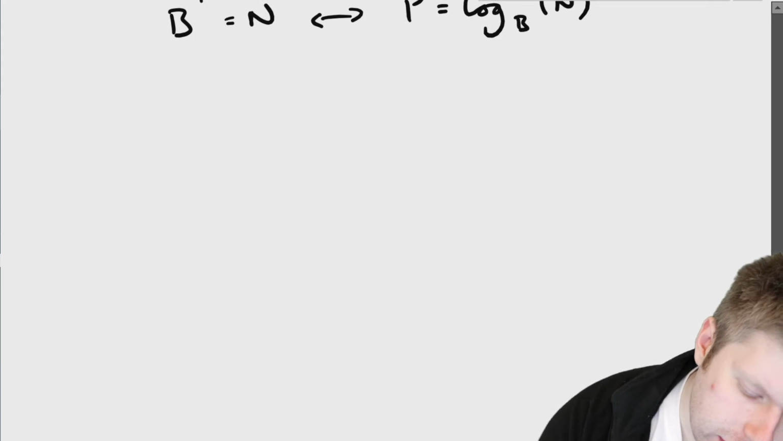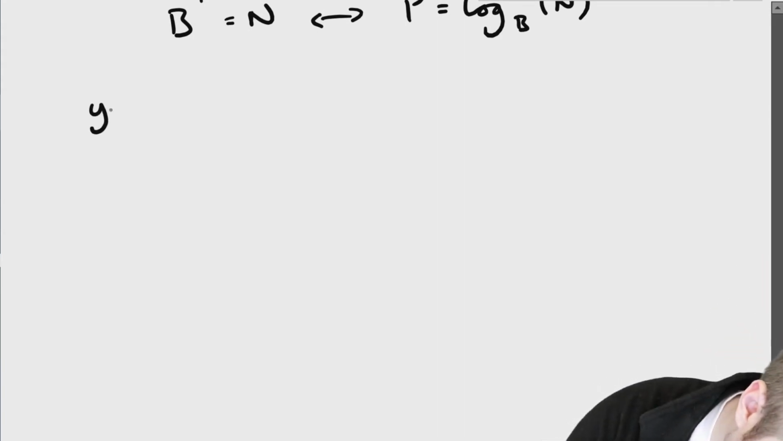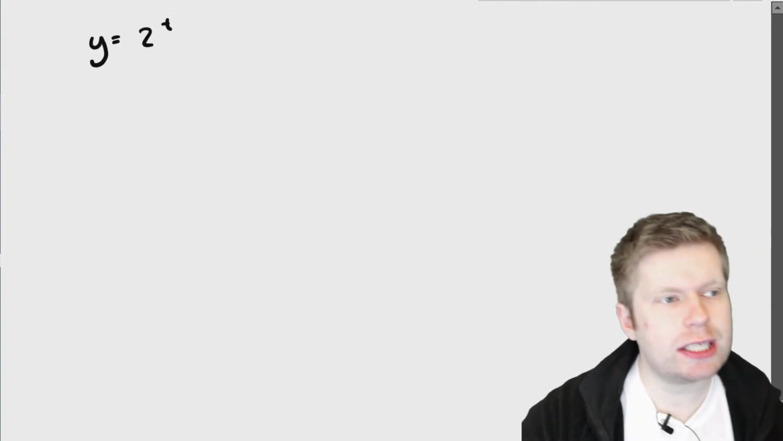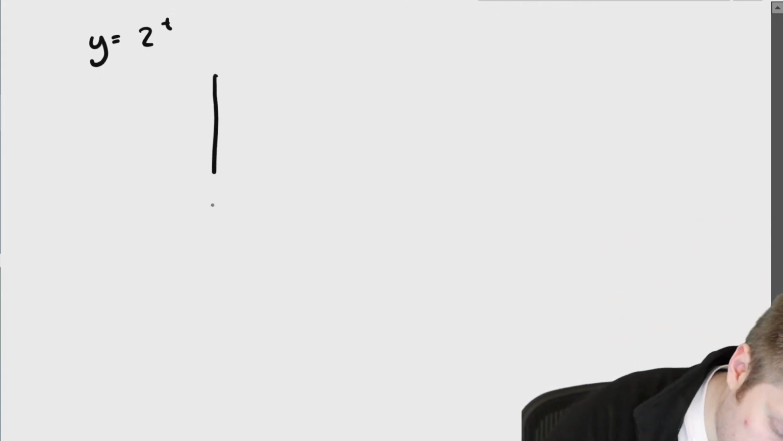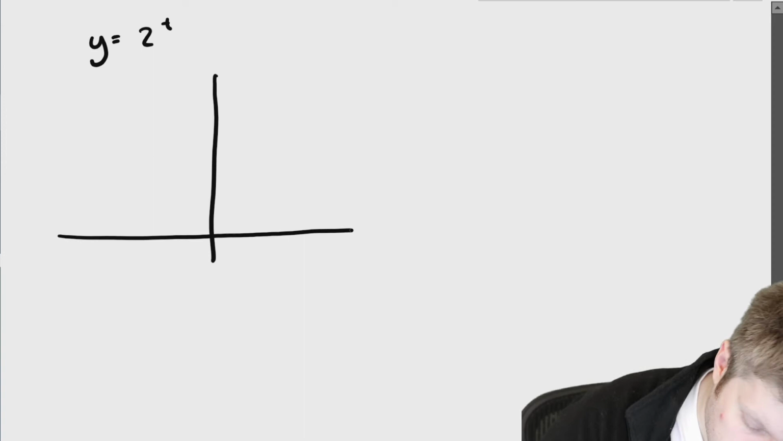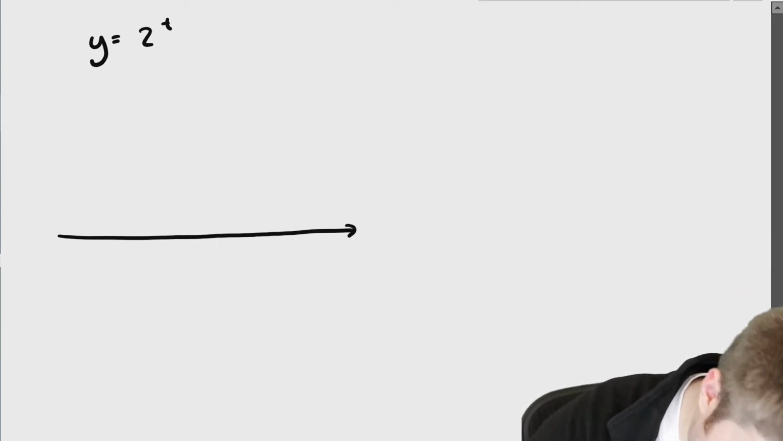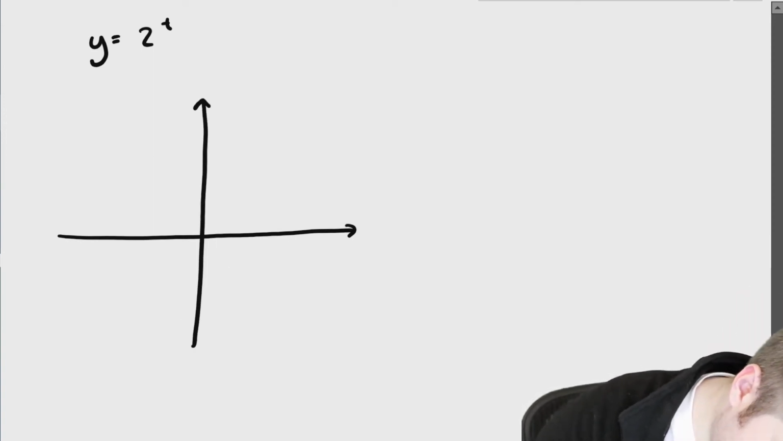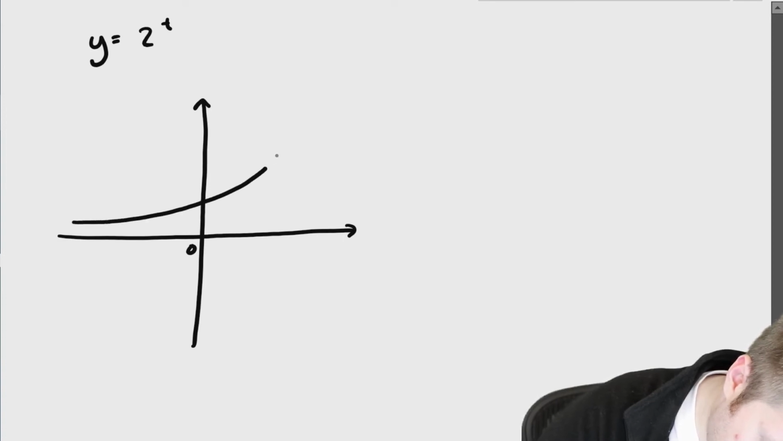So let's just recall, what does the equation look like? Let's draw an equation down: y equals 2 to the power of t. Let's actually see what that graph looks like, just to remind ourselves. So that graph here is going to look something like this. In fact, let me make it a full set of axes.